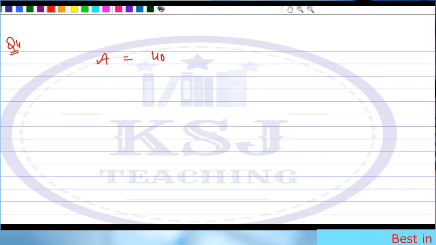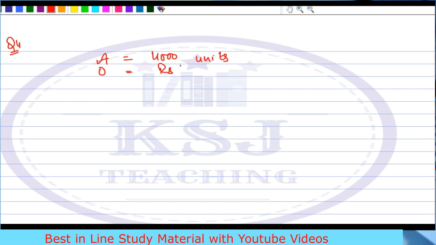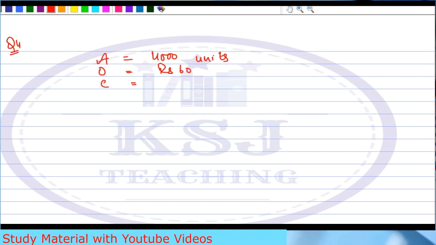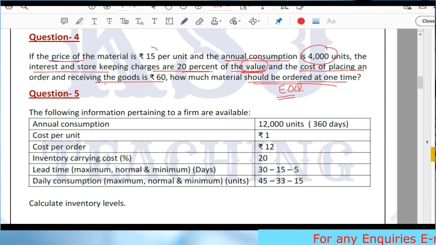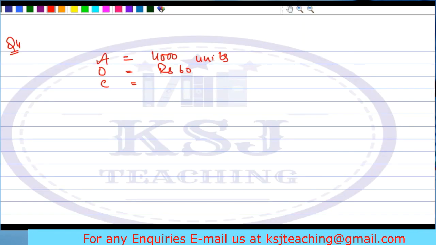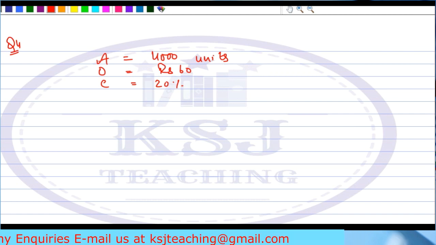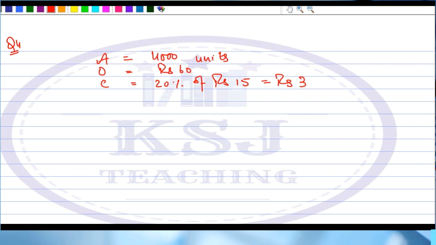Okay, sir, 4,000 units, right? What is ordering cost? O is your ordering cost, that is given as rupees 60. Now, what is carrying cost? Carrying cost is given as 20% of the value. Value means the price per unit of the raw material, that is 15 per unit. Right? So that is 20% of rupees 15, that is rupees 3. Clear? This much is clear, sir.